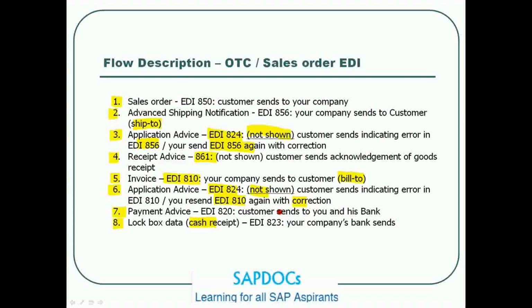So of these 8 steps, the 824s and 861s are not shown. That completes the whole order to cash cycle. And this order to cash process will be in the implementation guideline that the customer is going to send you.